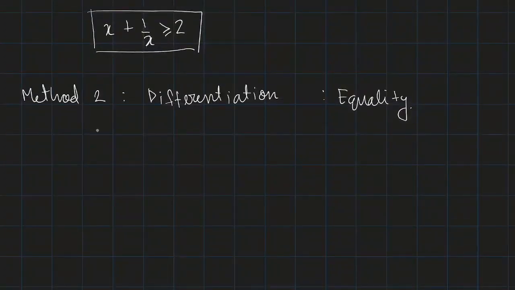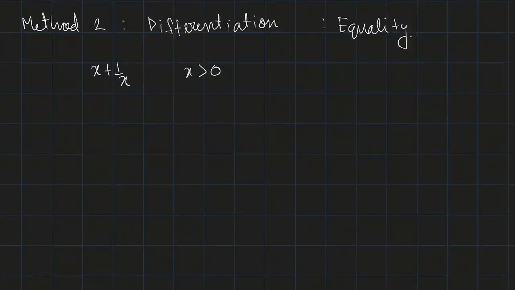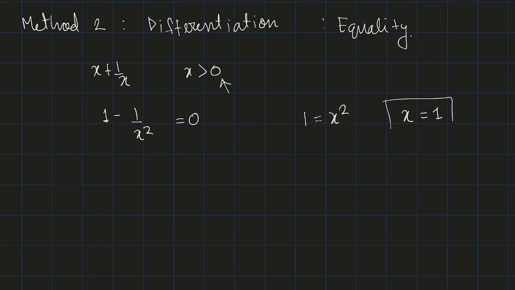So I have x plus 1 over x with x greater than 0. Let's differentiate it. I get 1 minus 1 over x squared. I put it equal to 0. I get 1 equals x squared. But since x is greater than 0, x equals 1 is the only critical point that is permissible to us. And that gives me 1 plus 1 over 1 equals 2.